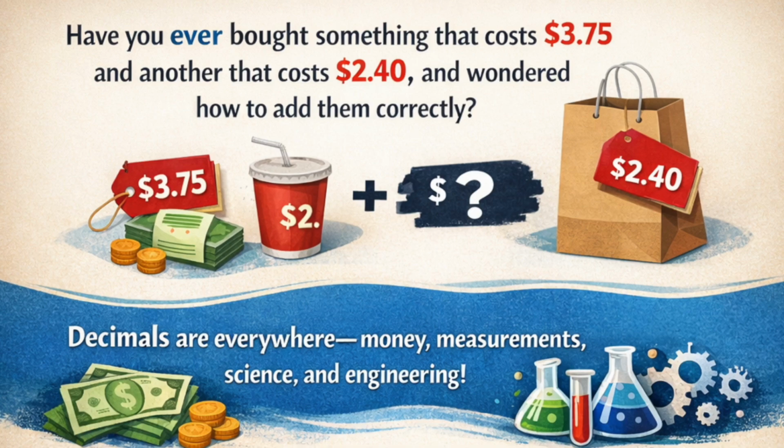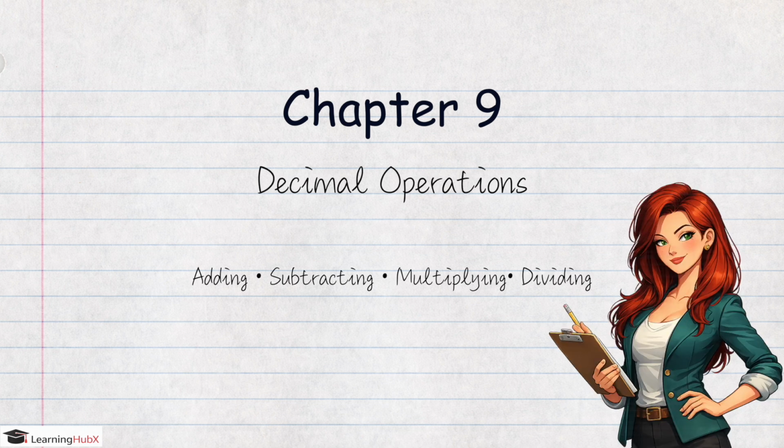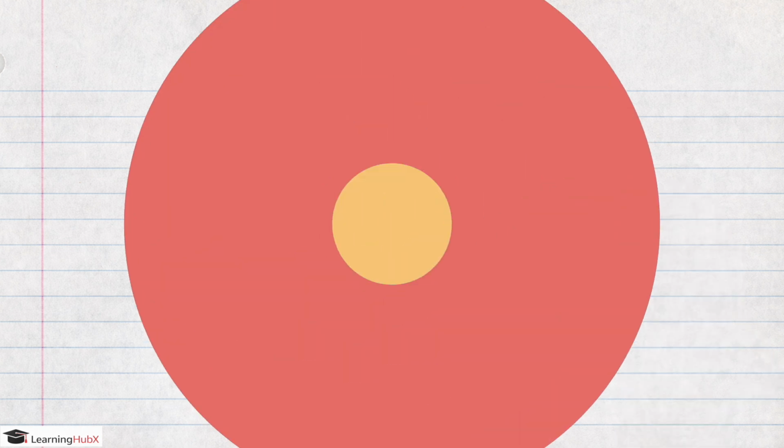Have you ever bought something that costs $3.75 and another that costs $2.40 and wondered how to add them correctly? Decimals are everywhere: money, measurements, science, and engineering. In this lesson, we will learn 4 decimal operations: adding decimals, subtracting decimals, multiplying decimals, and dividing decimals, and I will show you simple tricks so you never get them wrong.